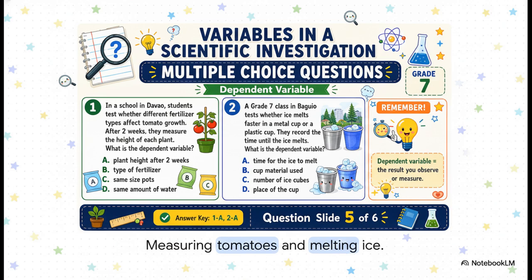Now check out Baguio. A grade 7 class is testing whether ice melts faster in a metal cup or a plastic cup. They're using a stopwatch to record the time it takes for the ice to completely melt. What's their dependent variable here? The time, the cup material, the ice cubes, or the location? Take a moment to think it over.